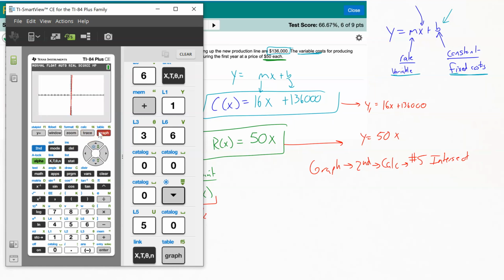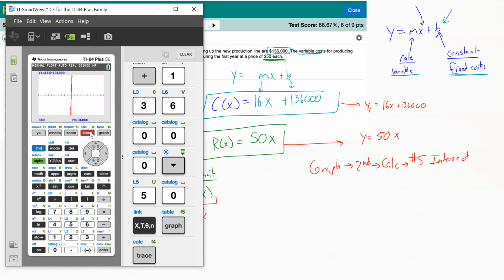When you hit graph, you can see one of the graphs cutting straight through 0 right there, but you can't see the second graph. So we know we're going to need to move our window around. The first thing I do in a situation like this is hit the trace button once. It is actually on this graph, that point you see at the bottom of the screen. So I know I've got a y value of 136,000. And if I hold to the right, I can see that this y value is still going up.